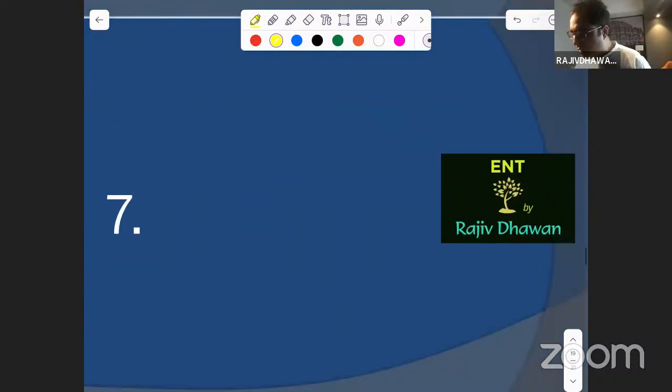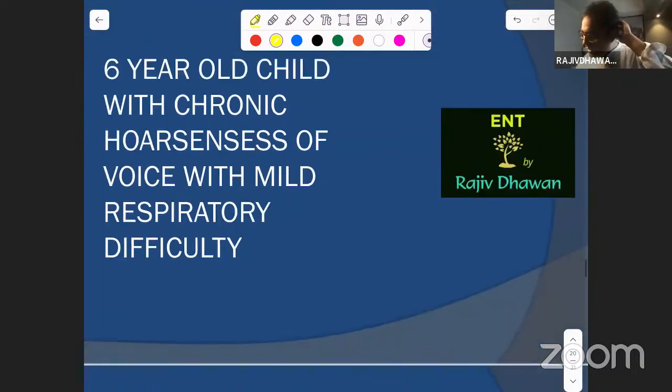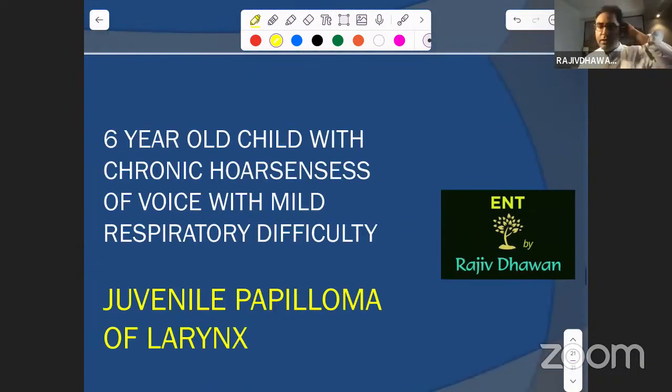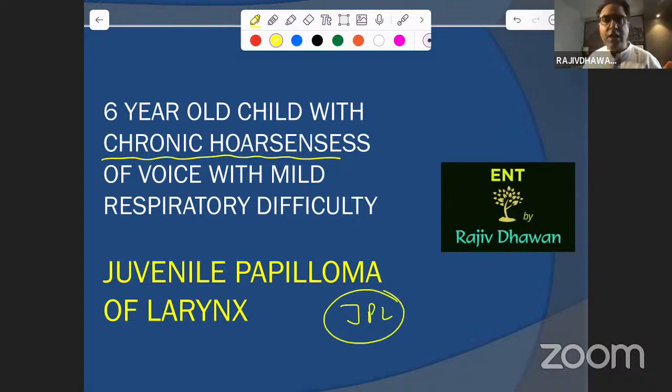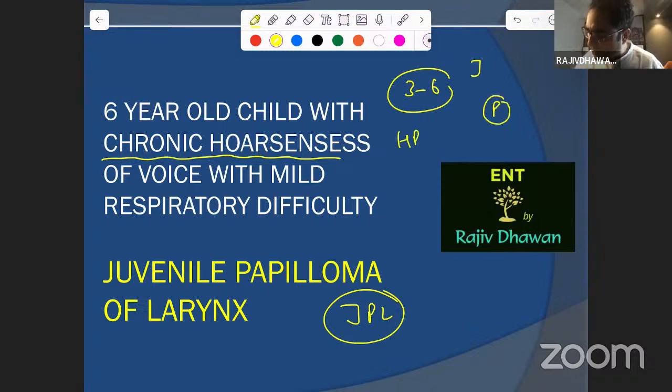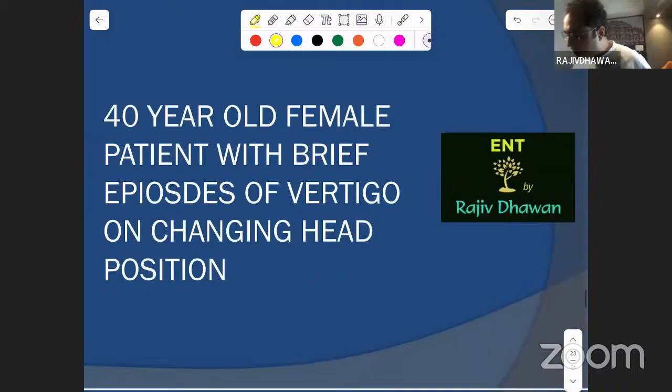Okay, if you have a young child with chronic hoarseness of voice with mild respiratory difficulty, it is juvenile papilloma of larynx. It is seen in 3 to 6 years of age. It is caused by human papillomavirus 6 and 11, beta. A child with chronic hoarseness, the answer is juvenile papilloma of larynx, beta.